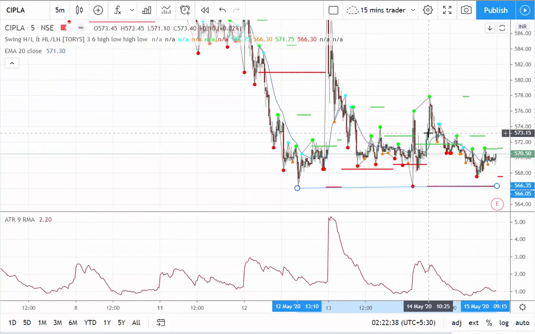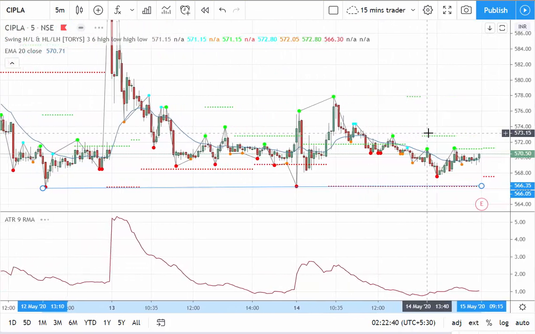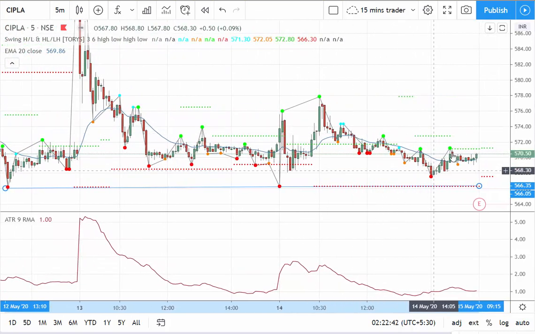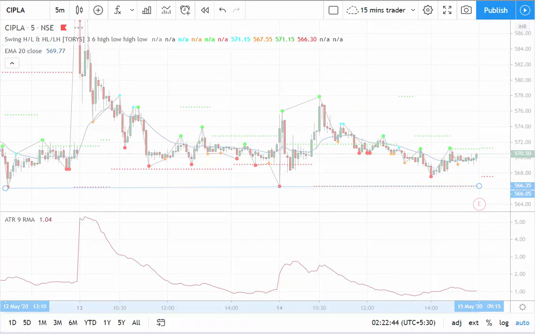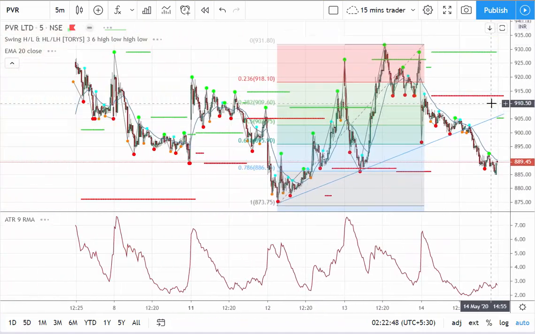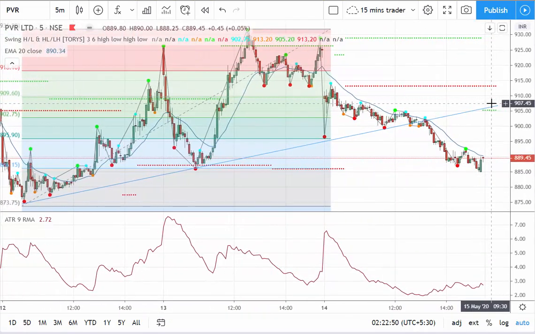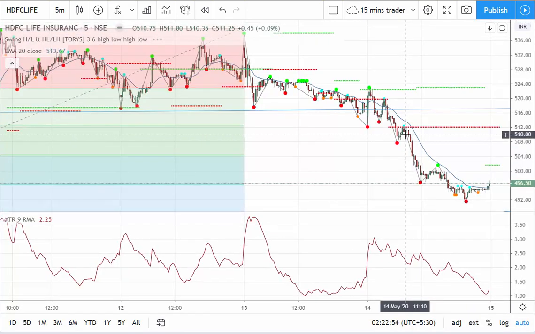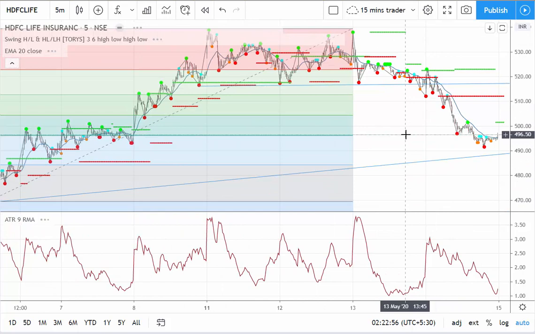So today we have learned about swing trades and booking profits using Fibonacci retracement. You can also trade using Fibonacci retracement. Made good profits today with HDFC and PVR.